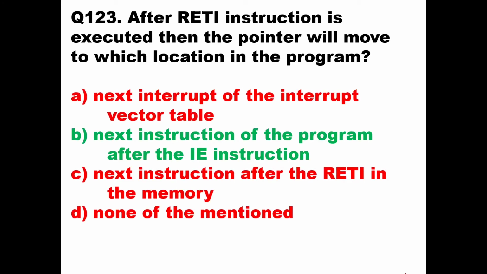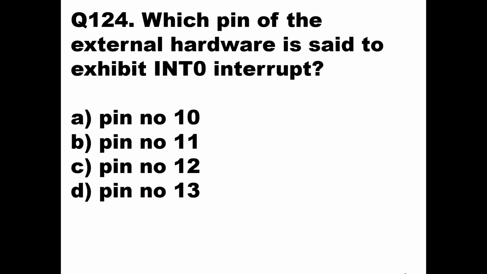So after the interrupt was enabled, you had gone to the interrupt service routine. After the interrupt service routine is fully executed, at the end of it you will have RETI, and after executing RETI, you will come back to the next instruction in the main program, which is just after the interrupt enable instruction. So here option B will be the correct answer. Then we'll go to the next question.